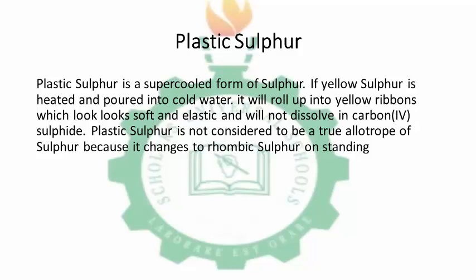And if you check, when I was talking about the physical properties, I did include plastic sulfur, but when I wanted to discuss the allotropic forms of sulfur, I left plastic sulfur out, because it's not generally considered a true allotrope of sulfur.